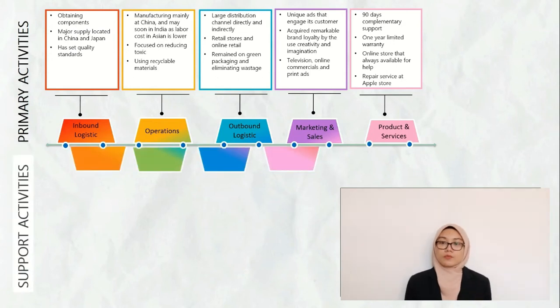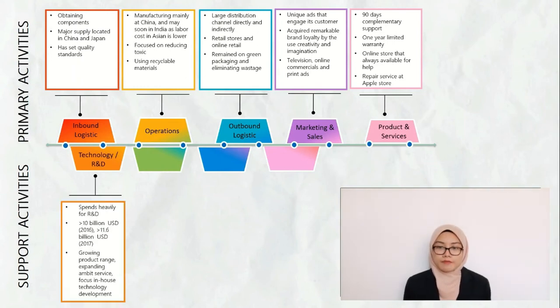Next, we'll move to the support activities. First is the technology or research and development. Apple has spent heavily on research and development. In 2016, they had spent more than $10 billion and more than $11.6 billion in 2017 only for the research and development. There are three key factors behind this push, which are growing product range, expanding ambit of Apple services, and increased focus on the in-house technology development.